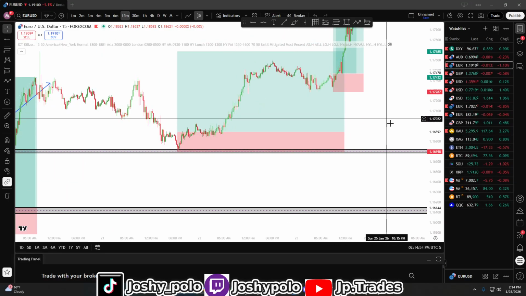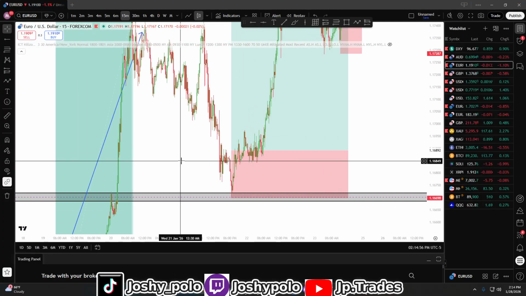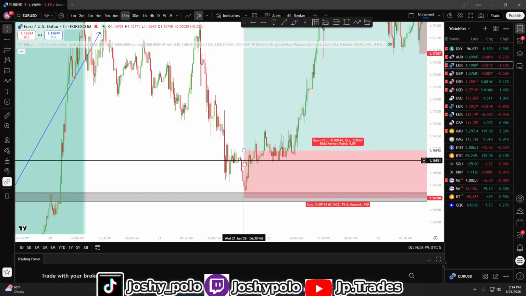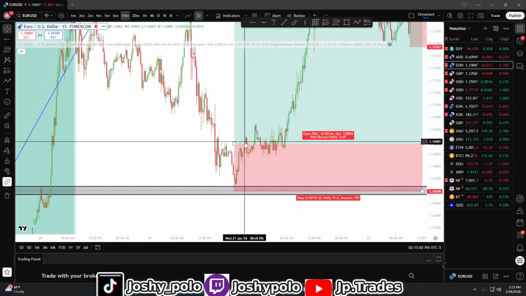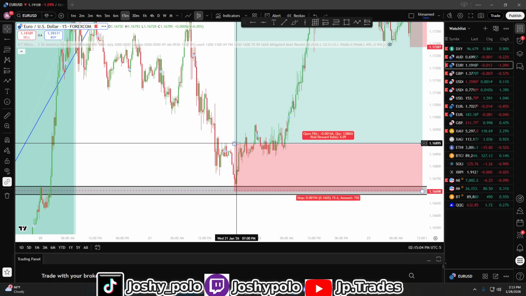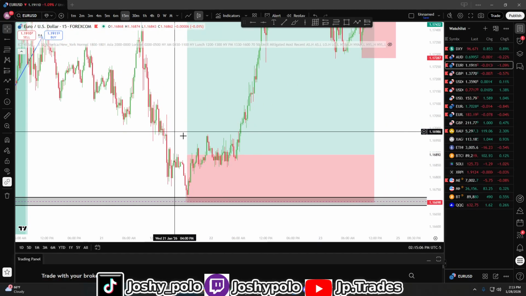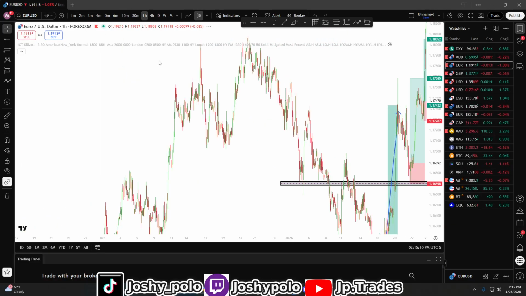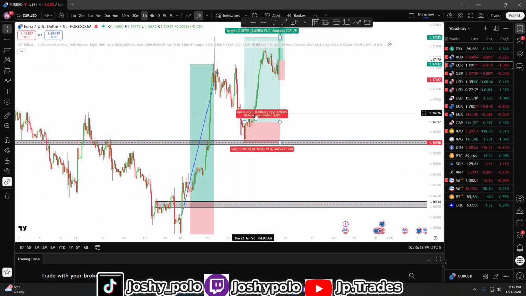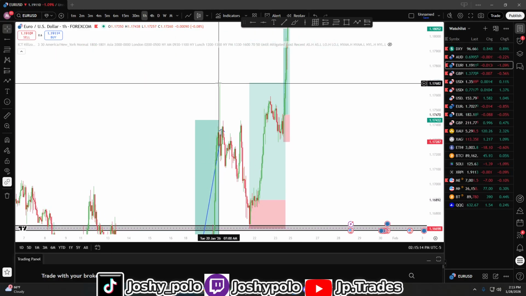For real. But yeah, once we're in the zone, we're just waiting for that break of structure. So yeah, we got that break of structure. Like at this candle, this is what I entered off. So boom. And then what are we gonna do? We're gonna hold it for the hourly high. We're holding it for that hourly high.